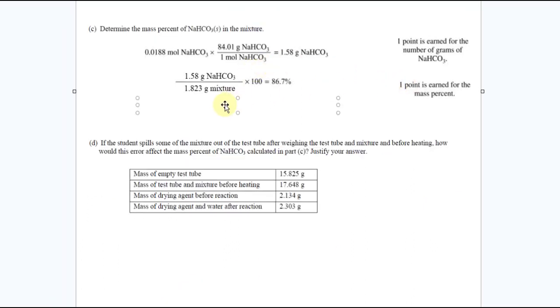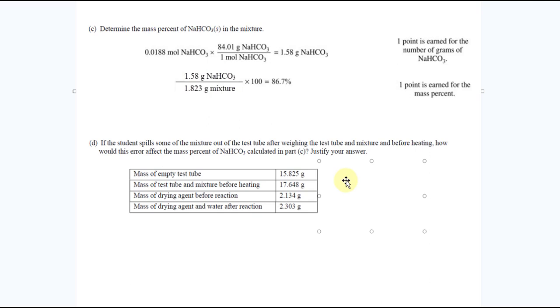And we just finished the percent sodium hydrogen carbonate. Now, if the student spills some of the mixture out of the test tube after weighing the test tube and mixture and before heating, how would this error affect the mass of sodium hydrogen carbonate calculated, and justify your answer? Okay, we've got to say how it would affect the mass percent and justify it.